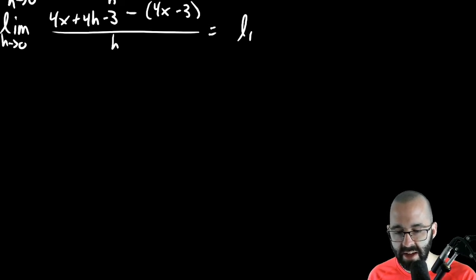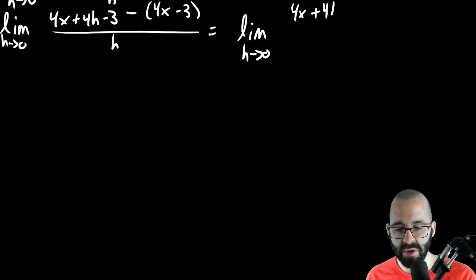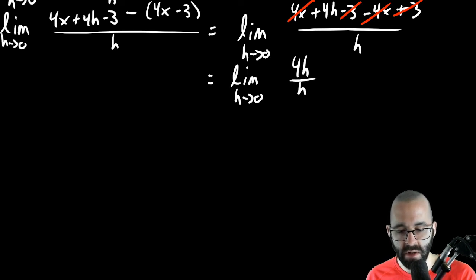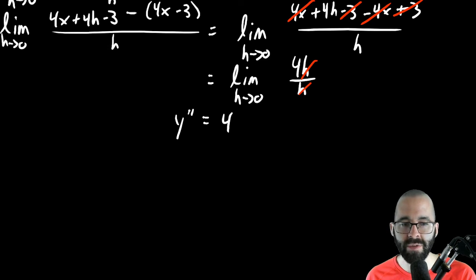This limit, let's distribute that negative and see what we get. 4x plus 4h minus 3 minus 4x plus a 3. Oh, I like to see that. Minus 3 plus 3 plus 4x minus 4x. We just have 4h over h, which also cancel. Our limit is just 4. That is the derivative of our derivative. That's our second derivative.